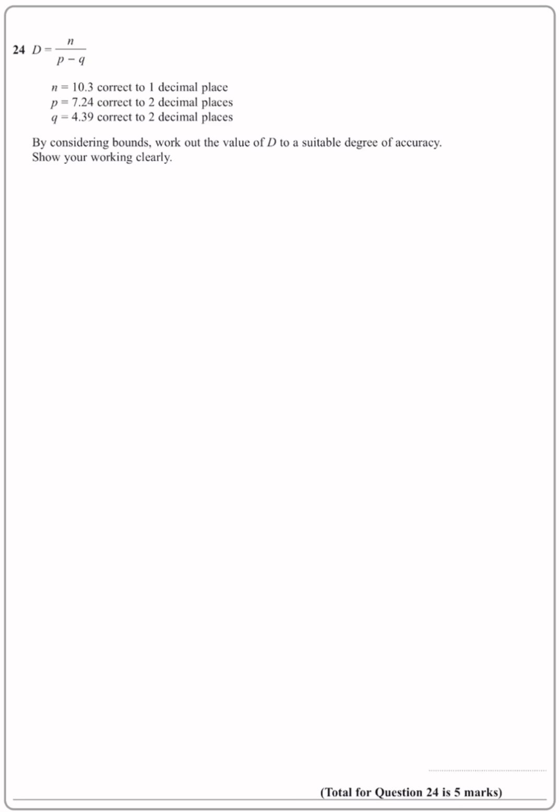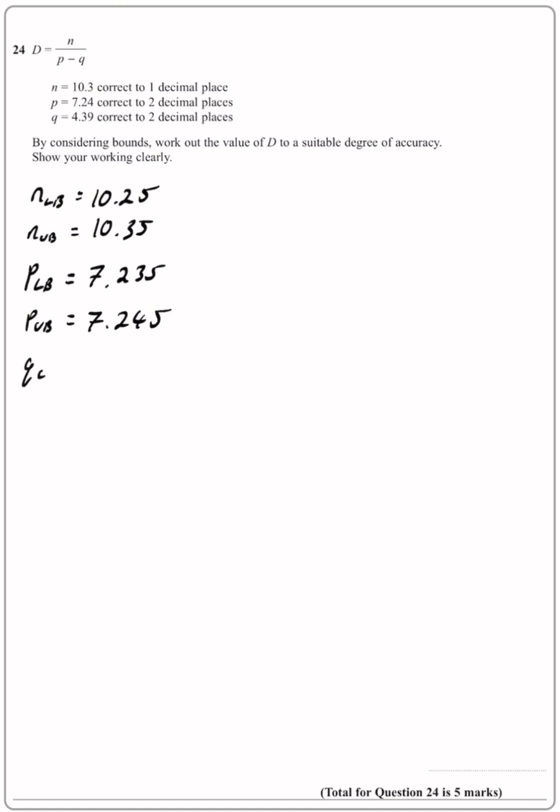Question number 24, the upper and lower bounds question. So I'm going to list the upper and lower bounds for each one of these lengths. The lower bound of n is going to be 10.25, the upper bound of n is 10.35, the lower bound of p is 7.235, the upper bound of p is 7.245, and the lower bound of Q is 4.385, and the upper bound for Q is 4.395.